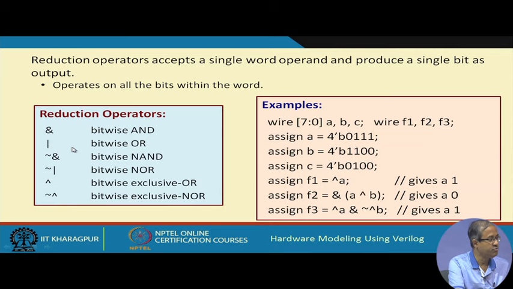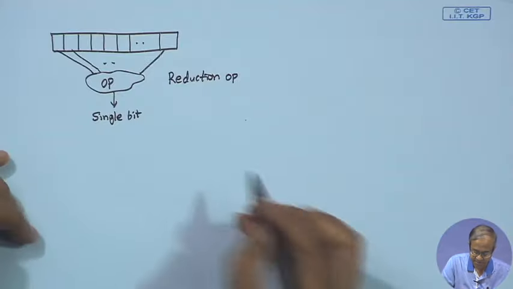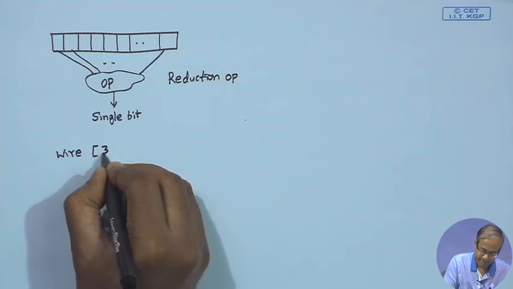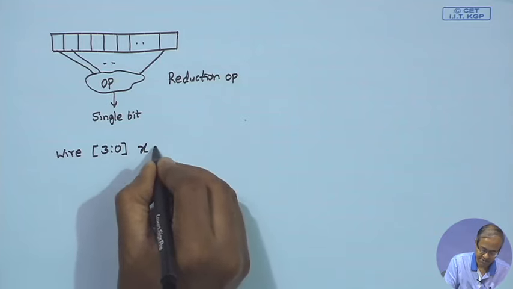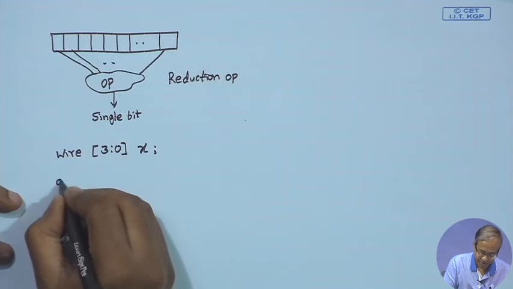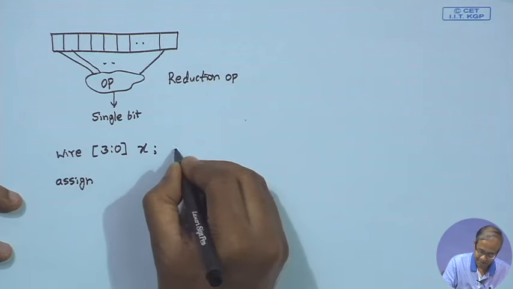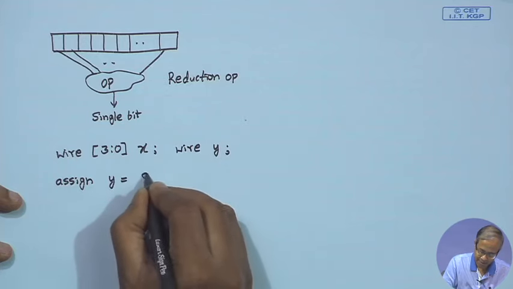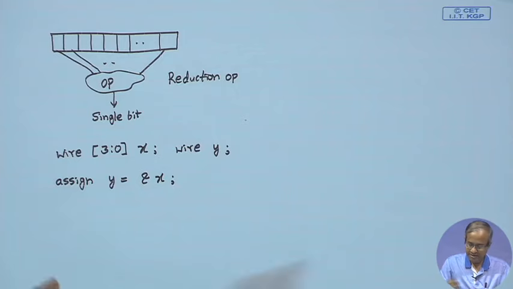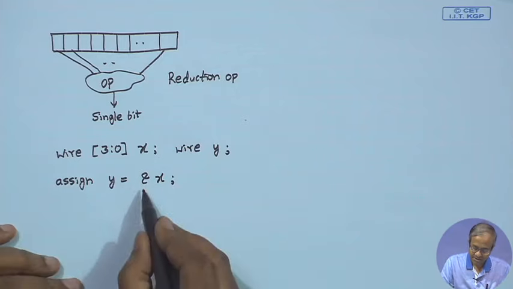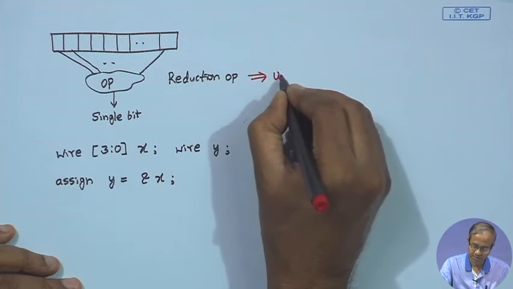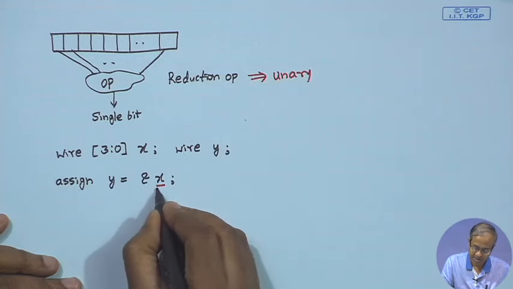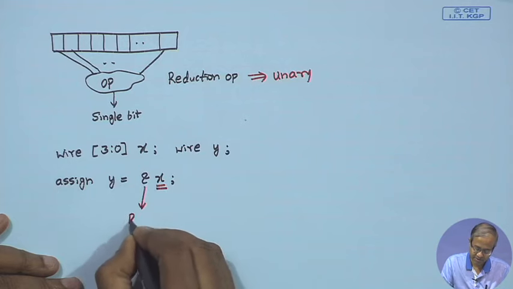How do we use this kind of reduction operator? It is simple. Suppose I have declared a variable of type var, let us say 4 bits, I call it x. Let us say I have defined another variable, a single bit variable called y. I can write y equal to ampersand x. These reduction operators are all unary operators, this is something to also remember. They operate on a single data item or operand. So, this ampersand works on a single data item x.